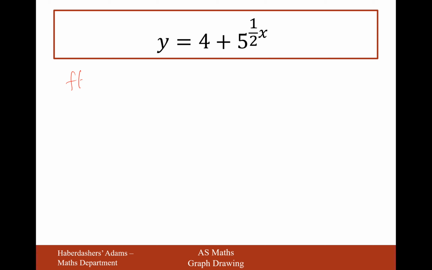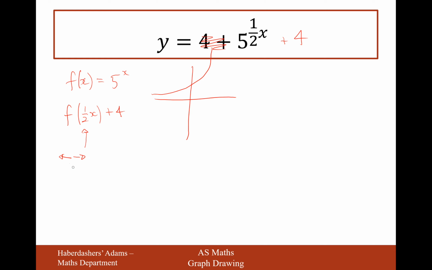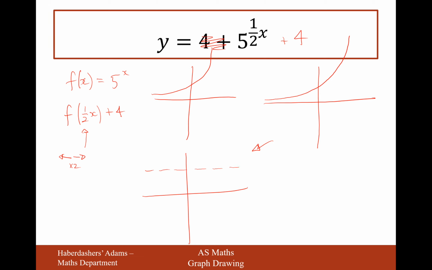This parent function here is going to be 5 to the power of x. And in this transformation, it's going to be a half x inside the bracket and then plus 4 outside it. I'll probably move that to the back. So in this shape here, we're going to start with 5 to the x. Then this half inside the bracket is going to stretch it outwards by a scale factor of 2. So let's do that first. So it's going to be a little bit flatter than it was before, but still quite steep. And then it's going to move up by 4. So draw an asymptote line at 4, and then it's the graph that's going to be like that.